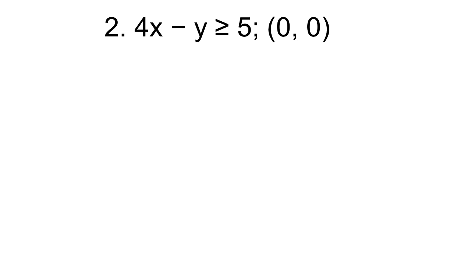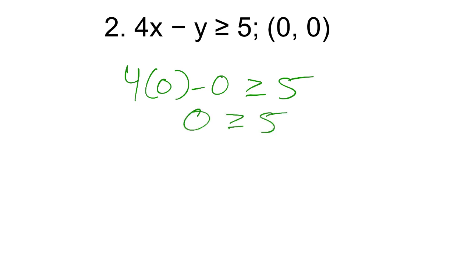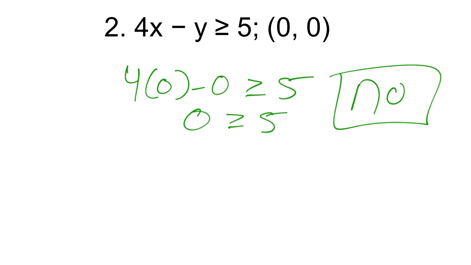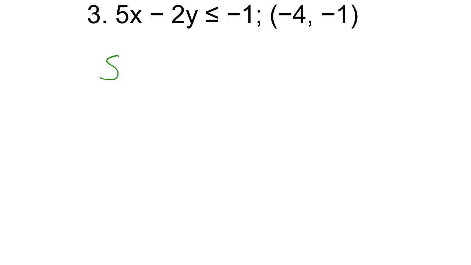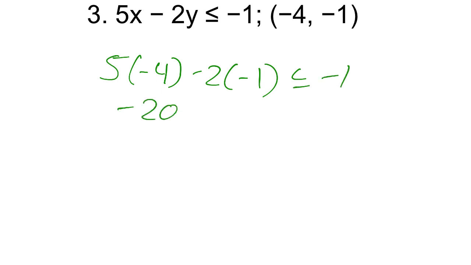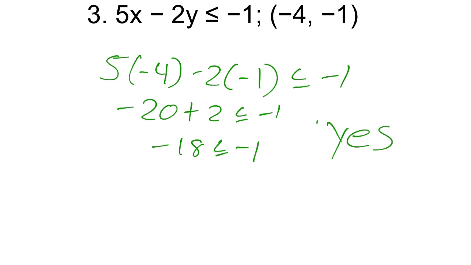The second on your own, plug in zeros. You can get 4 times 0 minus 0 is greater than or equal to 5. I get 0 is greater than or equal to 5, which is no, not true. Number 3, I'm going to put 5 times -4 minus 2 times -1. Is that less than or equal to -1? I get -20 plus 2 less than or equal to -1. I'm going to get -18 less than or equal to -1. That is true, so I'm going to put a yes. -18 is less than -1.